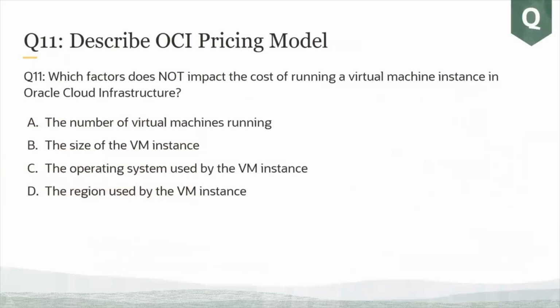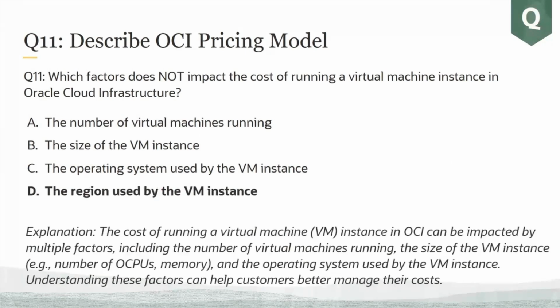Now, changing gears, this question is from the governance and administration topic, and it's around our pricing model. So the question asks, which factor does not impact the cost of running a virtual machine instance in OCI? So again, pay attention to the keyword not. So 3 are correct and 1 is incorrect. So let's take 5 and we'll look at the right answer. And the correct answer here is the region used by the VM instance.